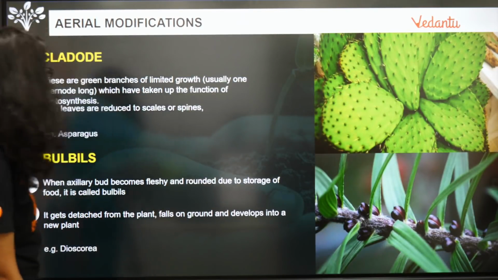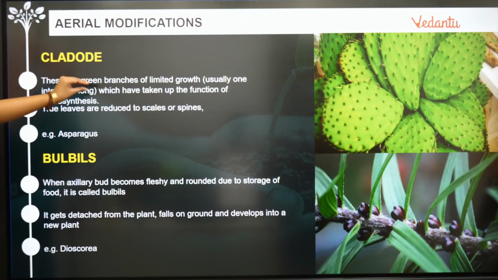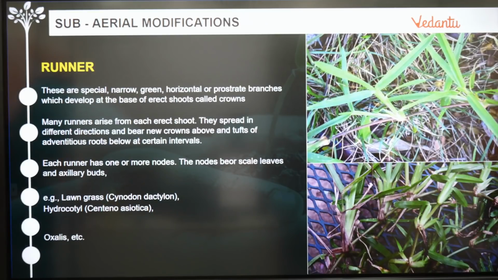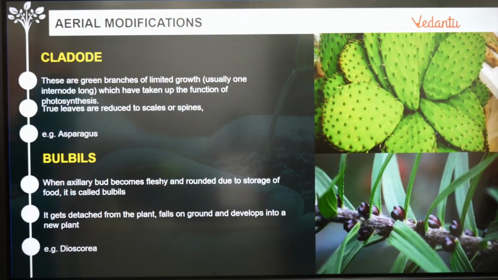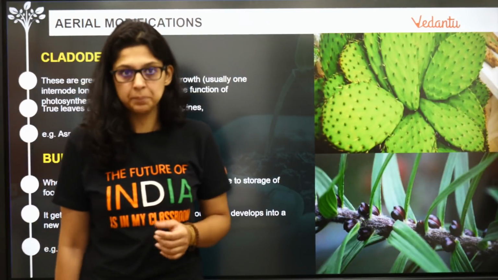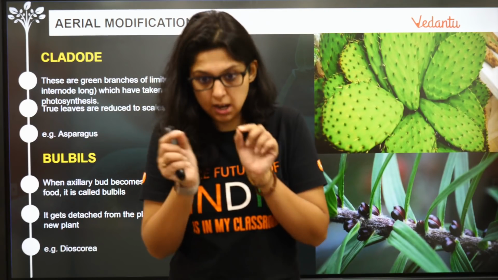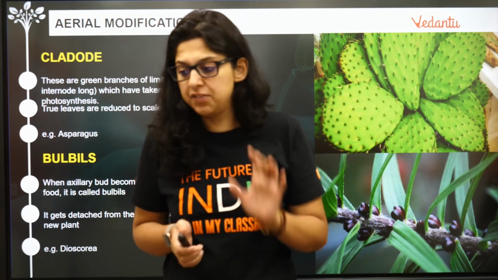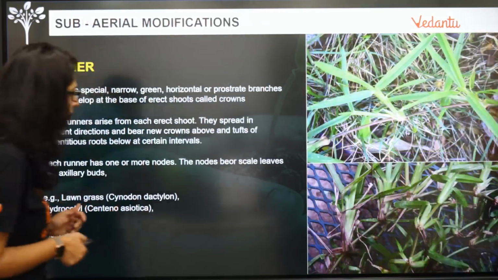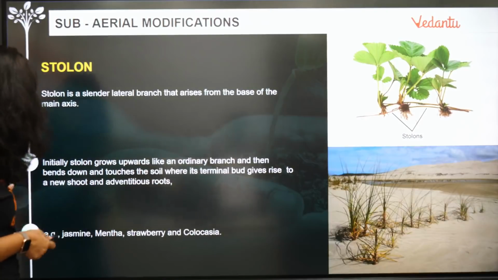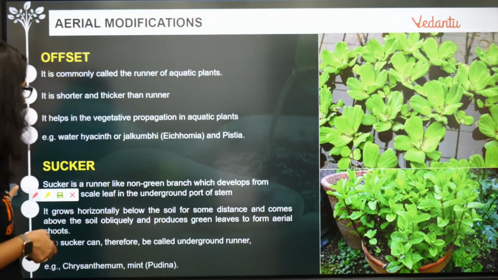Cladode. What is a cladode? These are green branches of limited growth, usually one internode long, which have taken up the function of photosynthesis. मैं आपको asparagus दिखाना चाहती हूँ. I will show you a real asparagus, right? तो asparagus अगर आप देखोगे तो spiny leaves होते हैं. Have you seen an asparagus? Spiny leaves. I will show you a real asparagus otherwise.